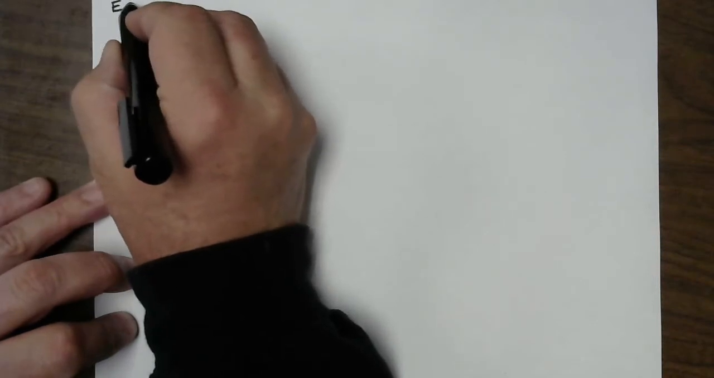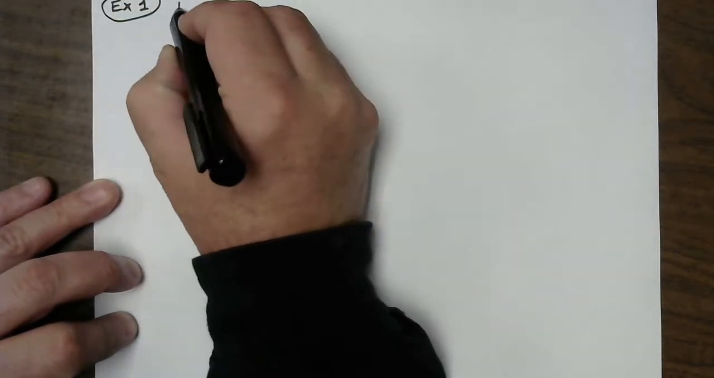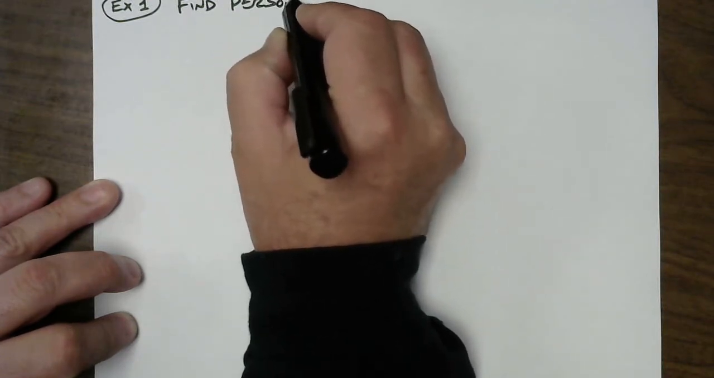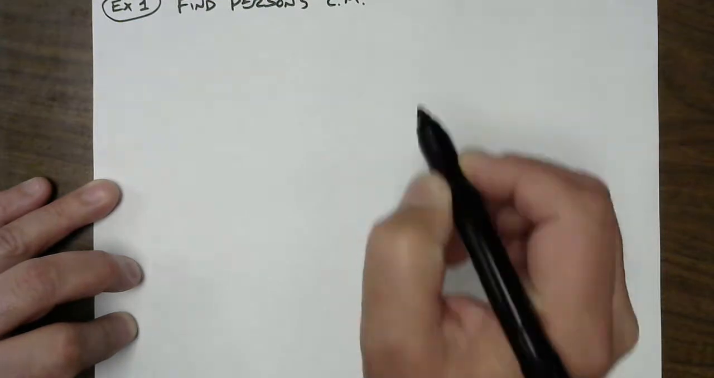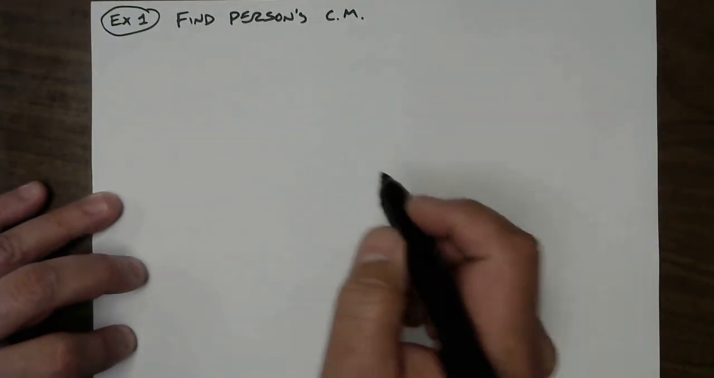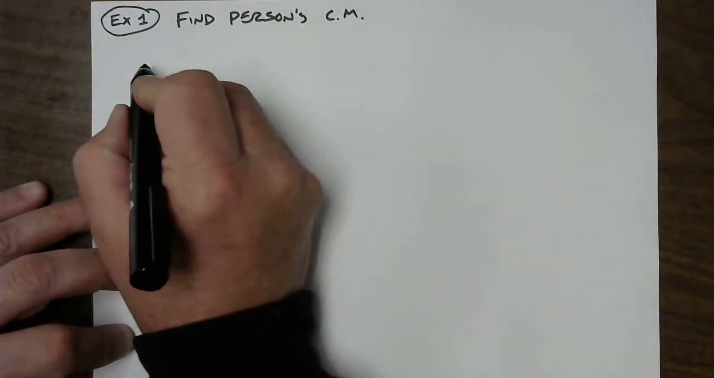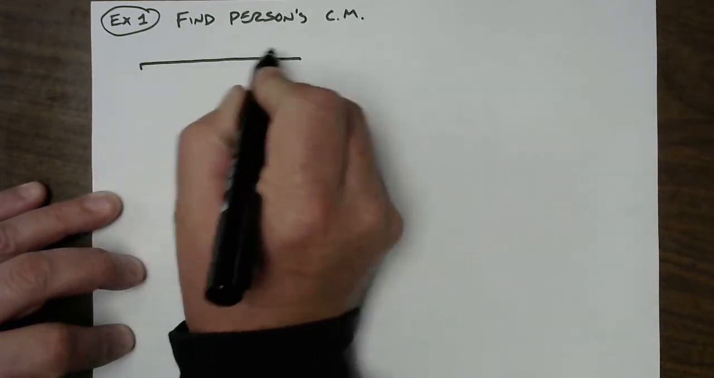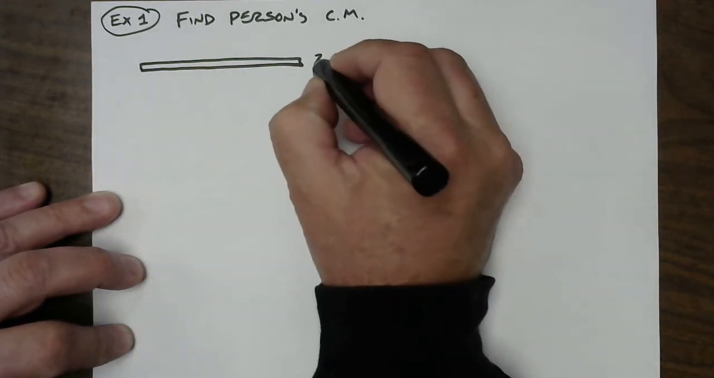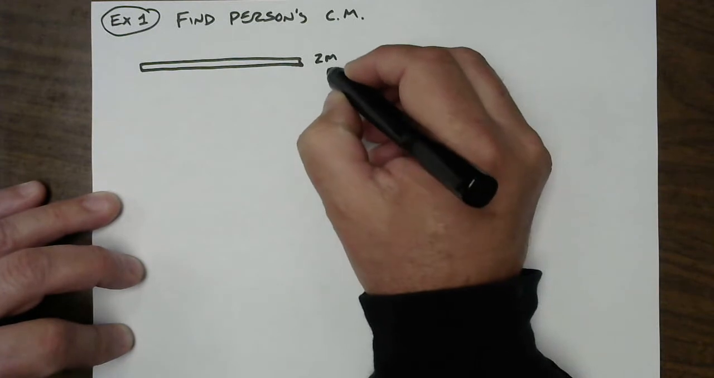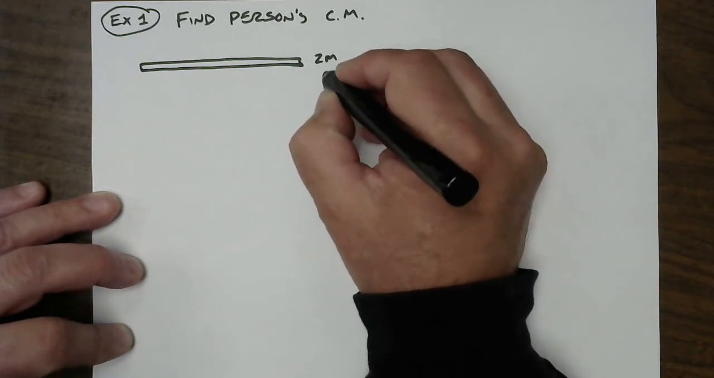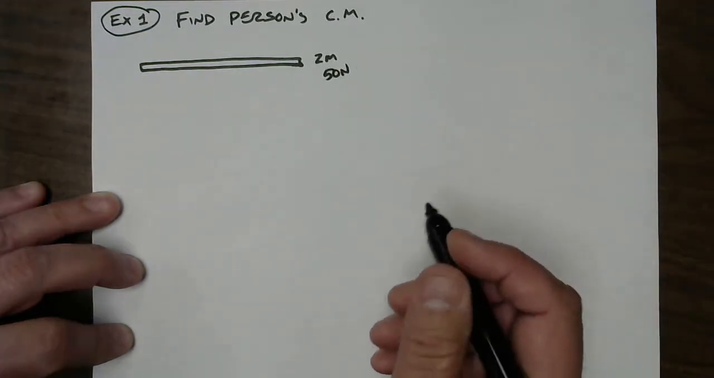So the first example, example one, is a method to find a person's center of mass. Now we're in frame. The best technique to find a person's center of mass is to get some sort of plank or platform long enough that a person can lay down on it. So this is going to be about 2 meters long, and it's going to have a mass or weight of 50 newtons. That's about 5 kilograms.